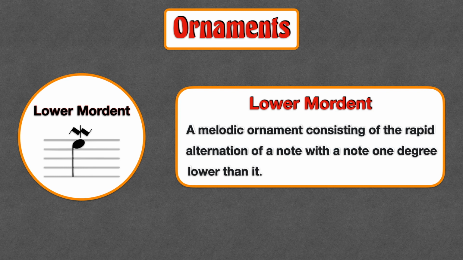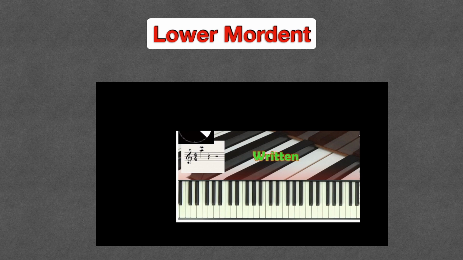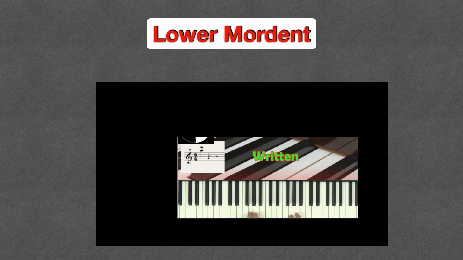Lower Mordent, a melodic ornament consisting of the rapid alteration of a note with a note 1 degree lower than it. What this basically means is when he writes the A note, instead of just playing A, you go A underneath and then back up as quickly as you can. So you decorate the main note before it's heard. Like that, okay? And you can vary the speed of these lower mordents.